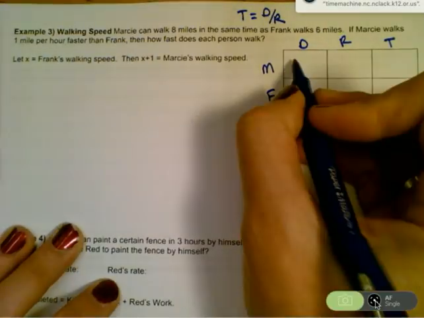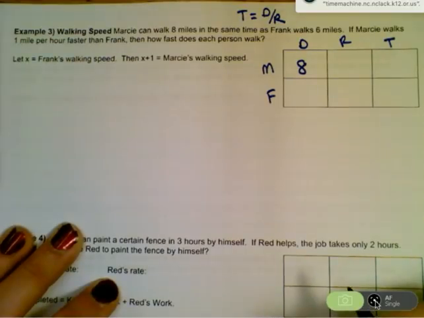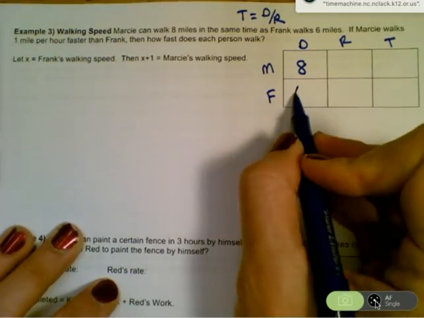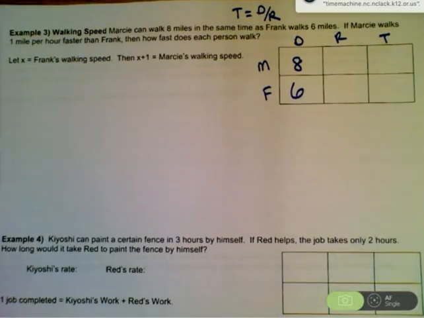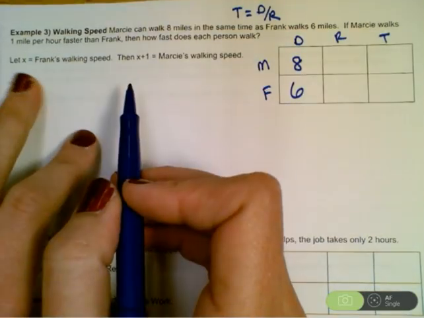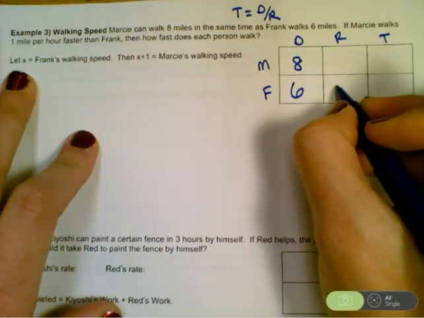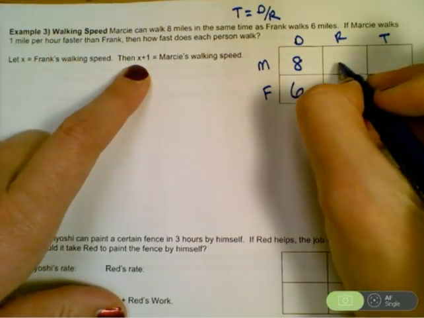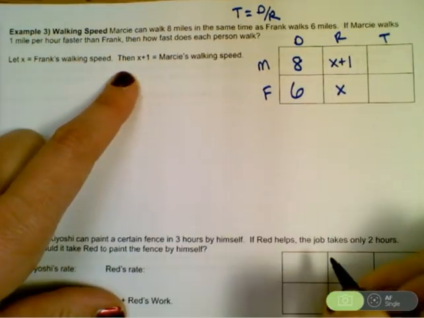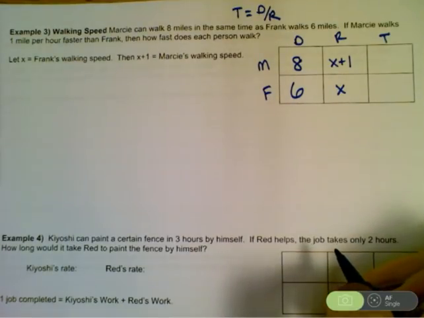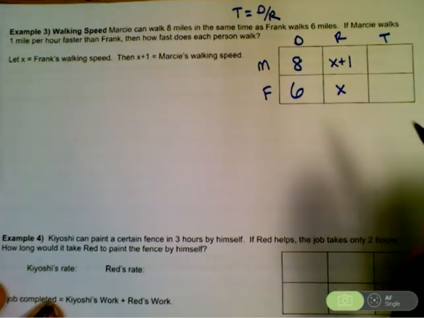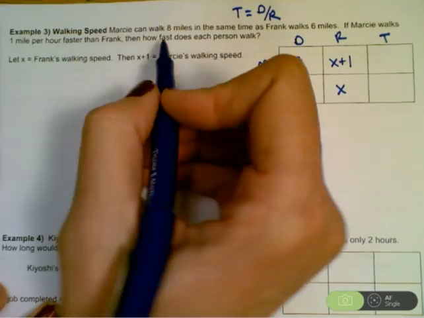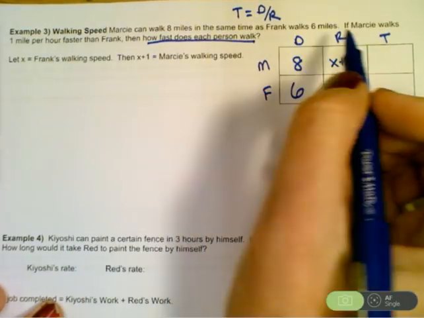Marcy walks 8 miles, so her distance is 8. In the same time as Frank walks 6 miles, so his distance is 6. So we know x is Frank's speed, so x goes here. Marcy's speed is x plus 1. Now, what we want to think about here is what we're looking for. How fast does each person walk?